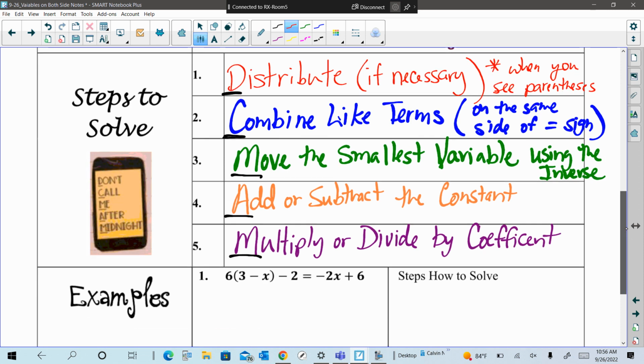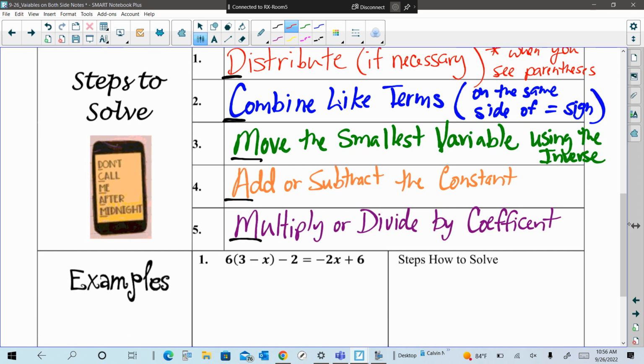So if I look at, I'm just going to go up just a little bit because some of you are ready for number 1. On the example for number 1, we have 6 parentheses, 3 minus x, close the parentheses, then minus 2 equals negative 2x plus 6. So to the right, where it says steps to solve, that's where we're going to write out the steps that we physically do. So step 1 says to distribute when we see parentheses.